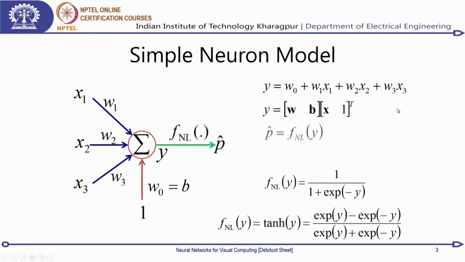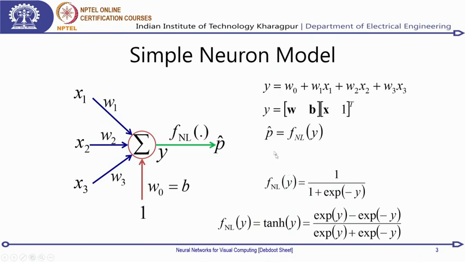Now, once I have that, I can relate this y to my predicted class label through some sort of nonlinear function, say f_NL. This f_NL can have different forms. Some common forms are like this. The first one is called the sigmoid form of nonlinearity. The second one is called the tan hyperbolic form of nonlinearity.